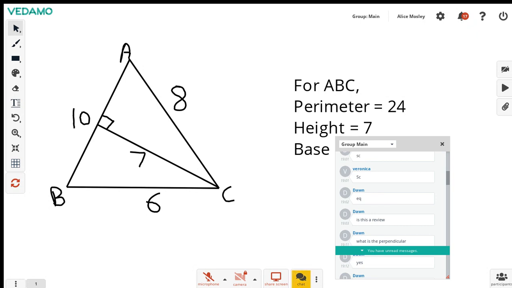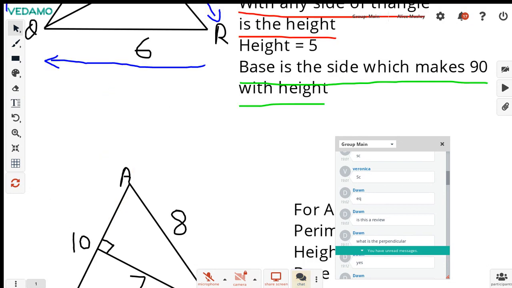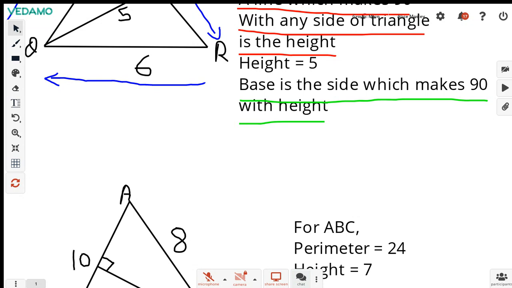It's okay, Miss Dawn, to get confused, but you should always remember this line. This line will help you solve the problem. Please write this down in your notebook. Base is the side which makes 90° with the height.